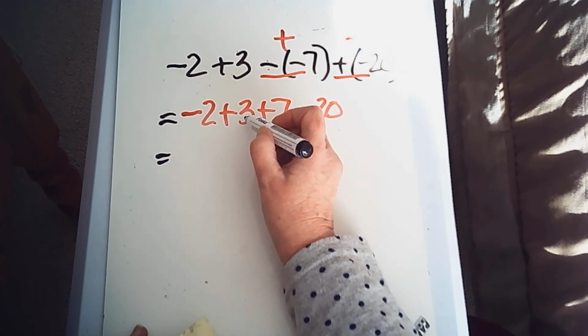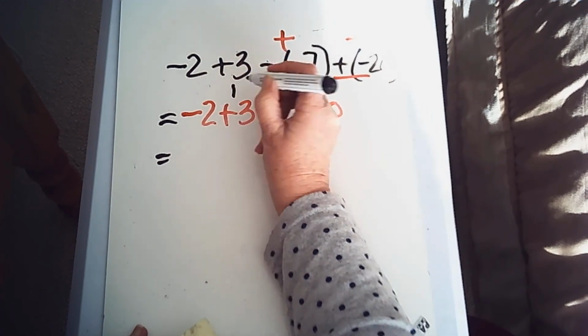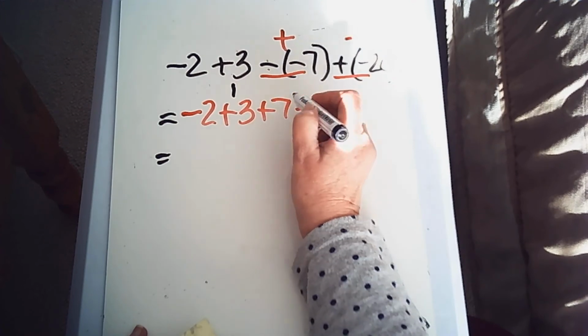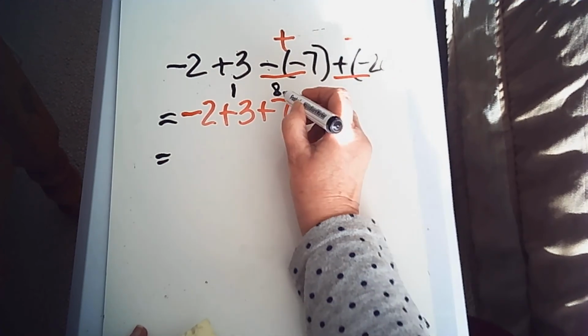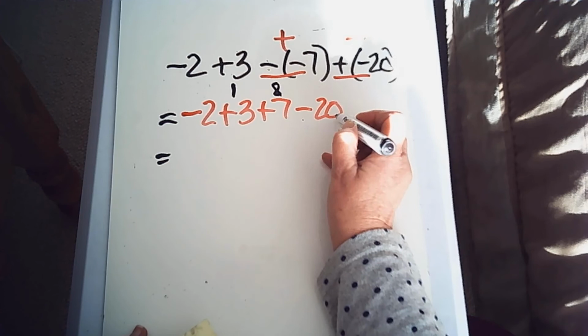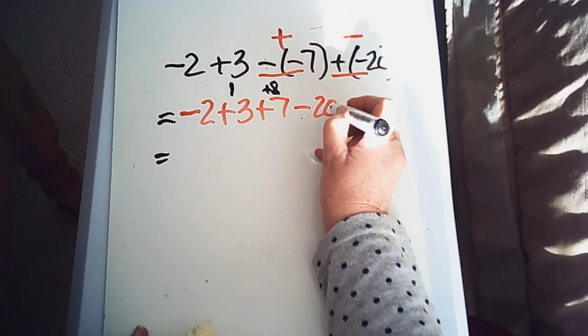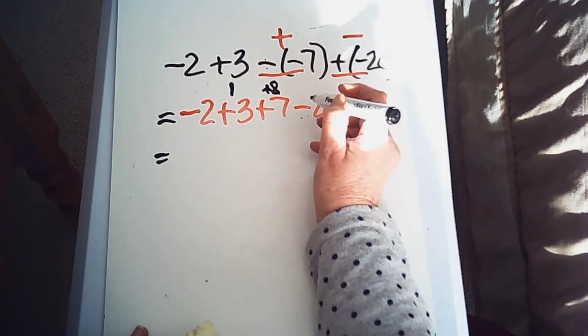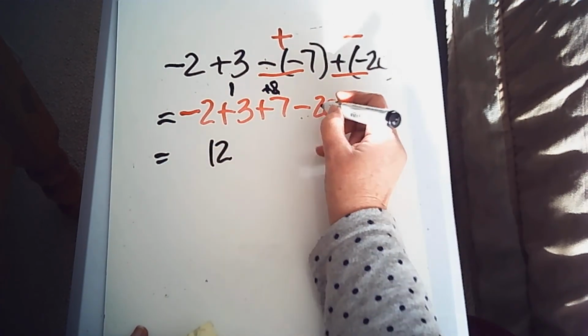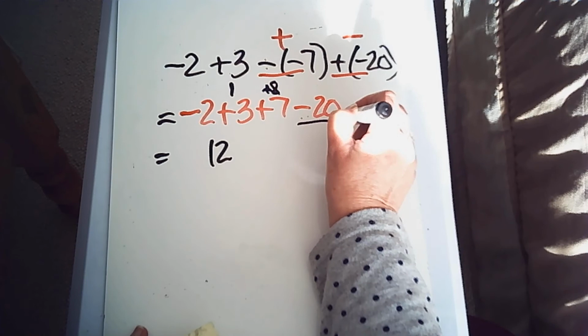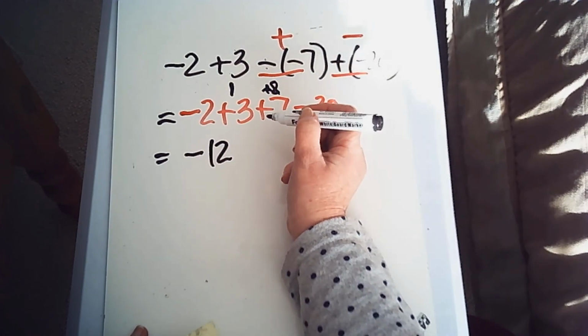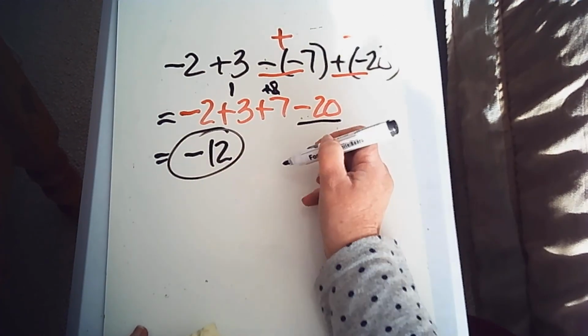So minus 2 plus 3 gives me positive 1. 1 plus 7 is 8. 8 minus 20. They're different signs because that's positive, that's negative. So what is the difference between 8 and 20? It's 12. Which sign is bigger? This digit. Minus 12. So that's going to be my answer.